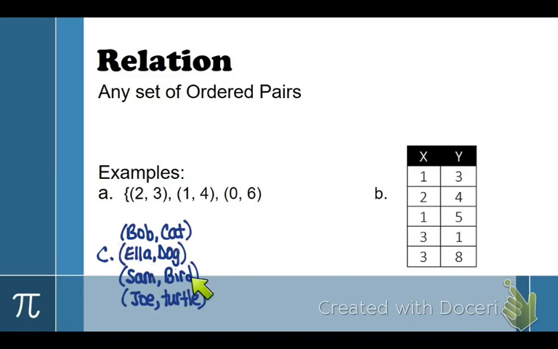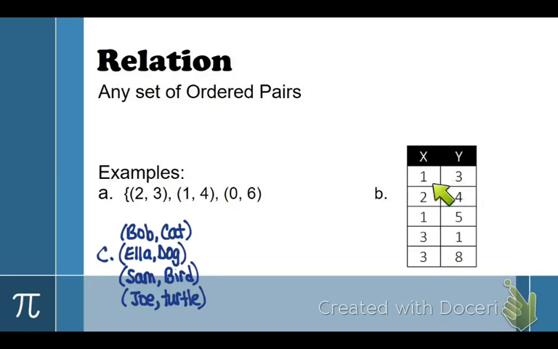It's a set of ordered data. Okay, Bob goes with the cat. I mean, they go together. Okay, they're ordered data. So this is actually a relation as well. This is a relation because it's a set of 3 coordinate points. And this is a relation because, again, it is a set of ordered data.